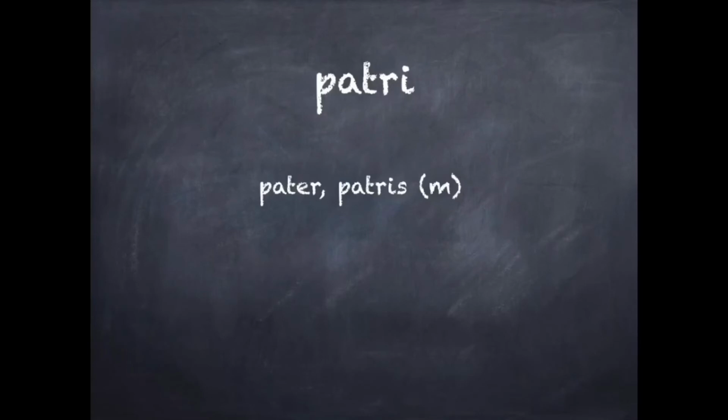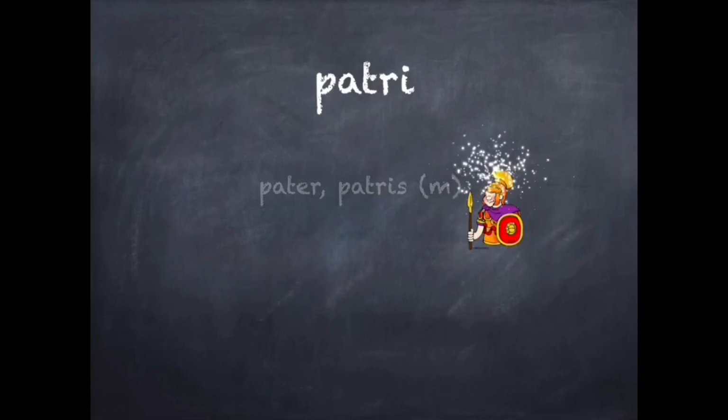Pater, patris, and then I see the letter M in parentheses to represent its gender. We want to think like a Roman as we look at this vocabulary word, and that means we need to think about its declension. So here we go. Let's think like a Roman. If I'm thinking like a Roman, what's the first thing I'm going to notice?